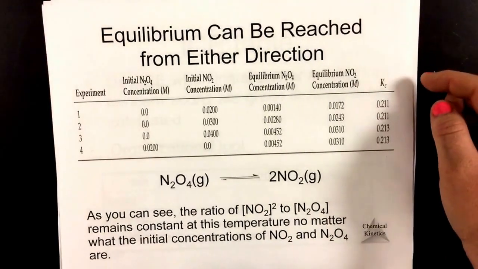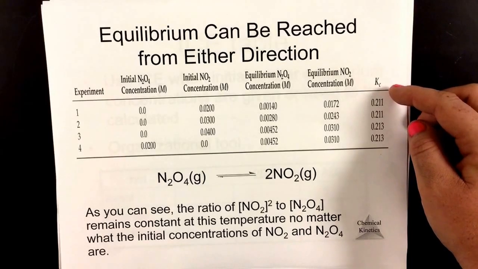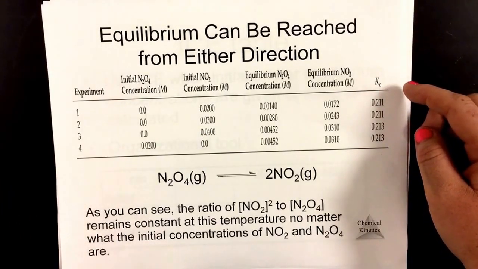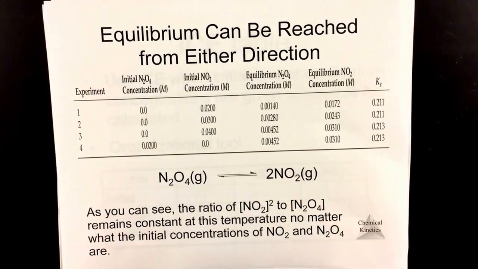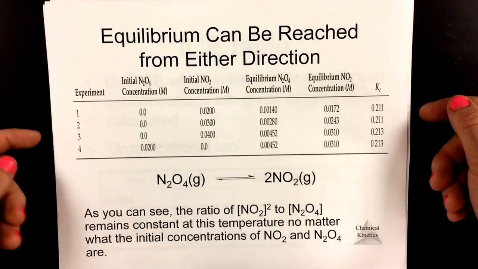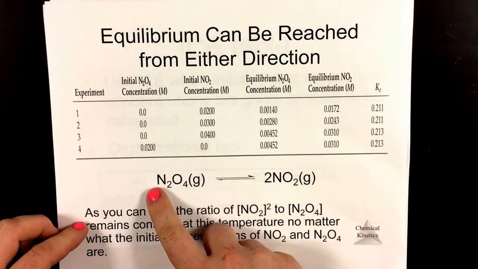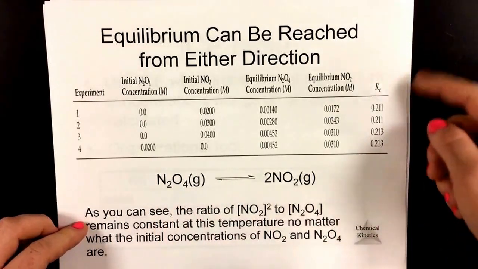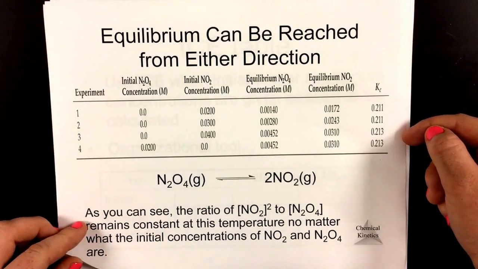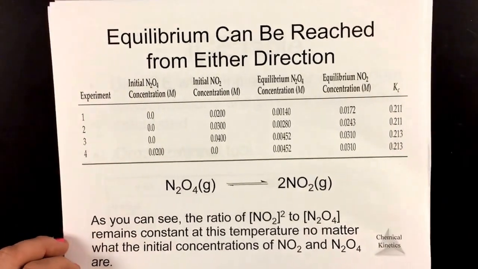So one of the properties of the equilibrium constant is that it remains constant despite different initial concentrations of the reactants. As seen here, you can start with completely NO2 or completely N2O4 and end with the same equilibrium constant, because the equilibrium constant is just a ratio of the products over the reactants.